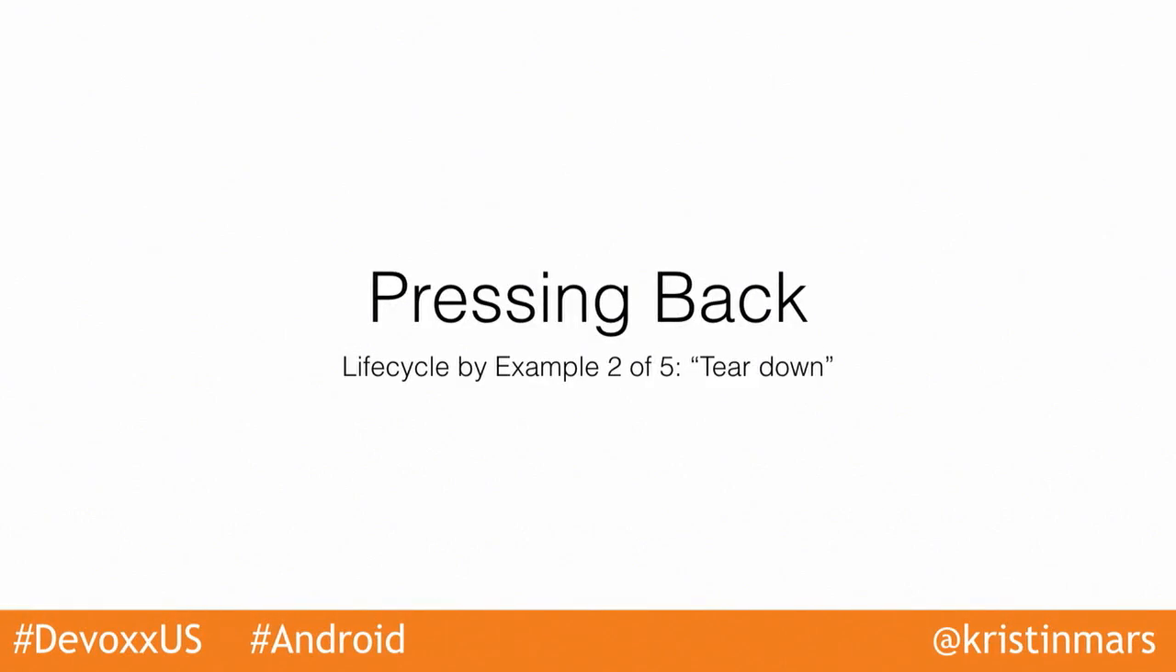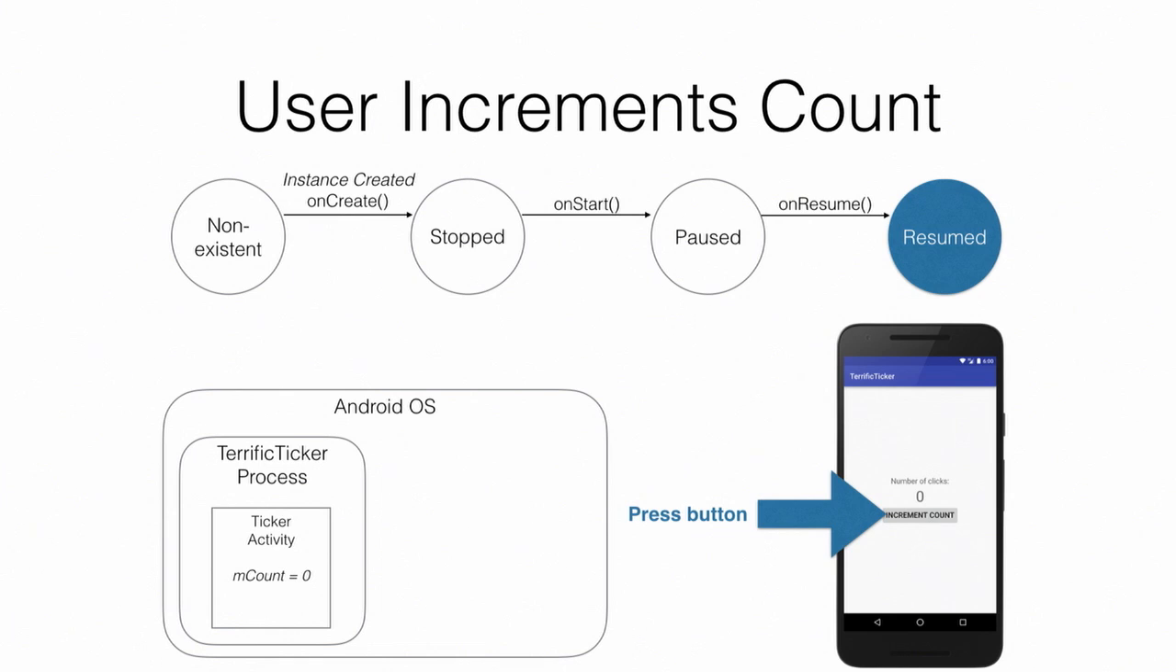All right, so now let's talk about tearing down the activity. When the user presses back on Android, since you all are Android users, you know, but maybe if you're watching at home and you're not, there's this back button. And when the user presses back, they're telling the operating system that they are done with this activity. They don't need it anymore. So to that end, the operating system completely destroys the activity instance, as you're about to see.